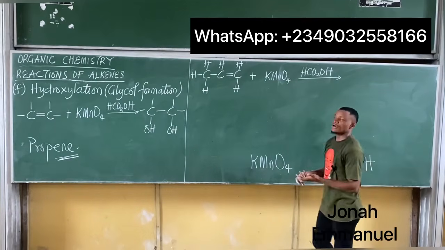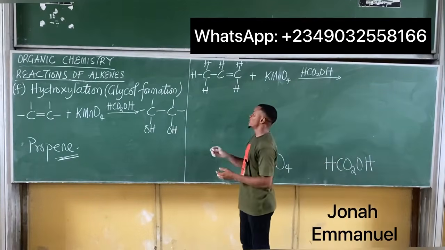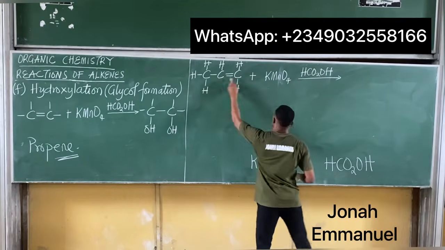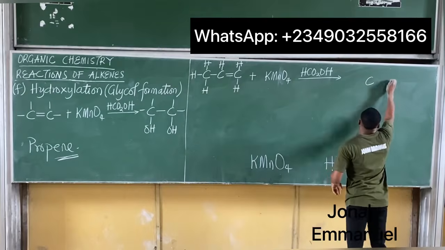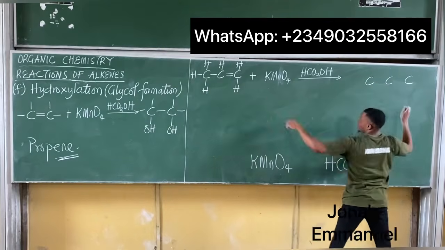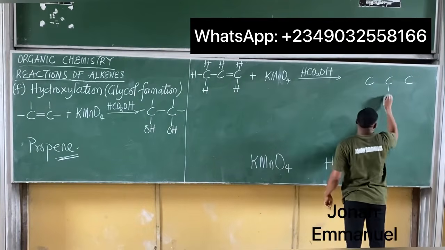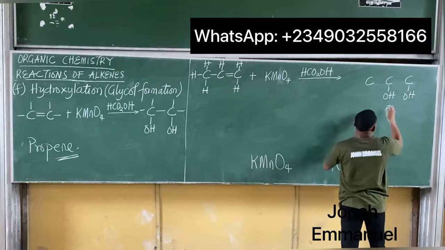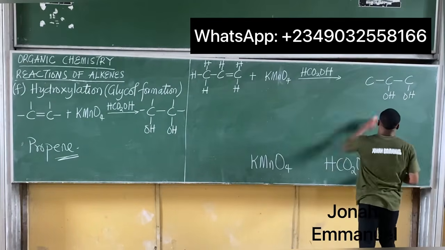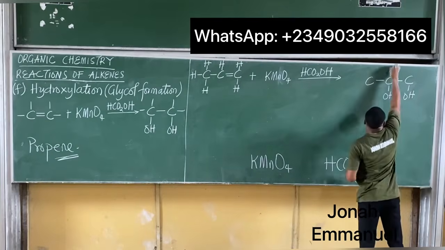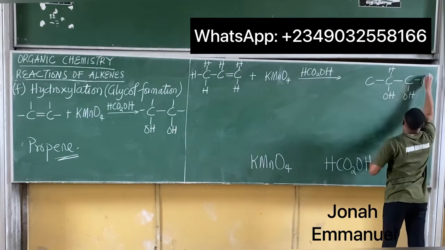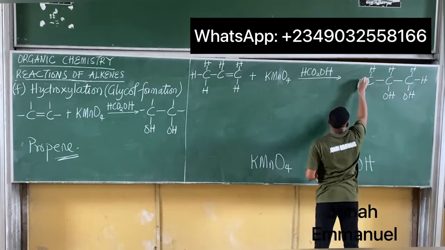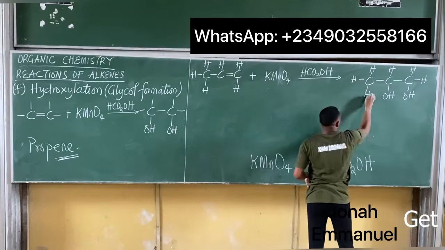Don't forget, we said the 2 OH will come under what there? The carbons bearing the double bond. So 1, 2, 3. These two carbons, this one here OH, this one here OH. Balance up with a single bond and hydrogens.